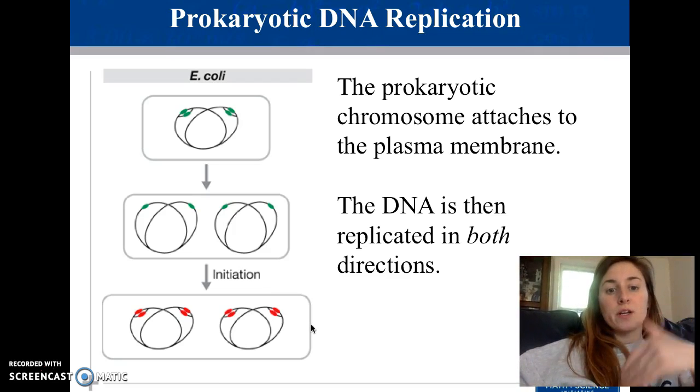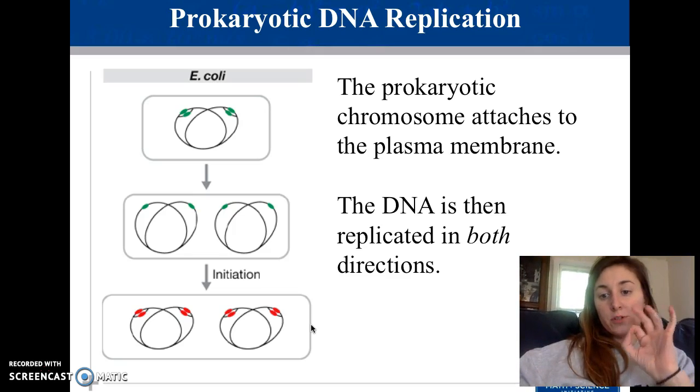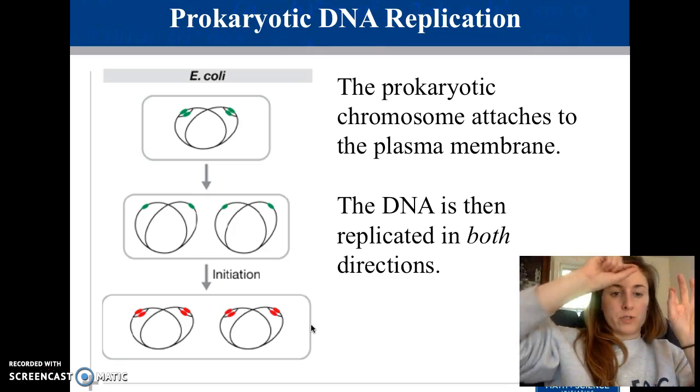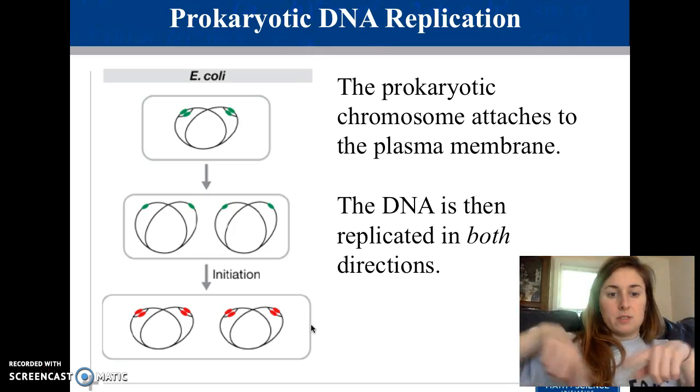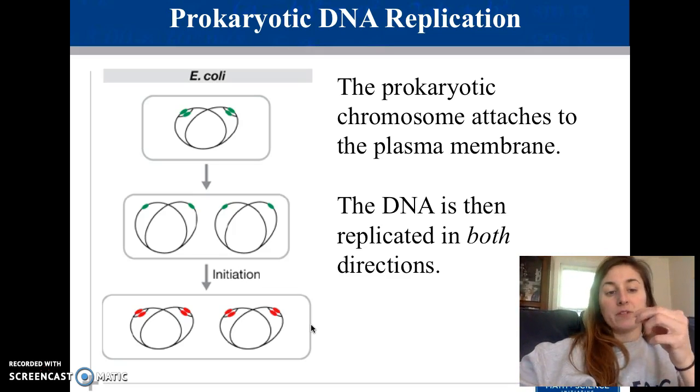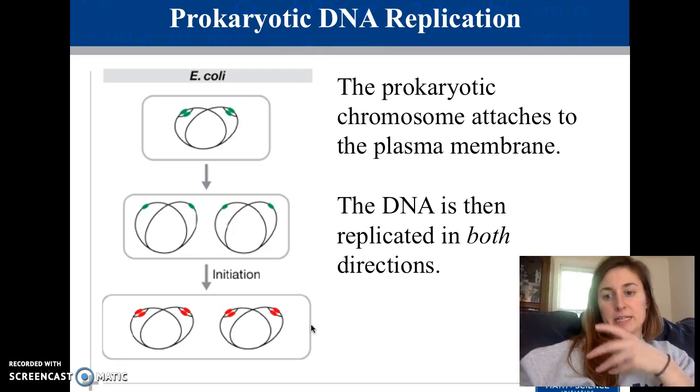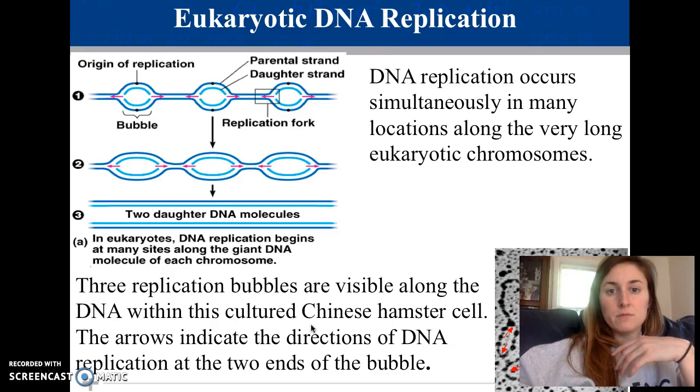When we talk about prokaryotic replication, this is very different than eukaryotic replication. What we know about prokaryotes is they have circular DNA, and so replication occurs in both directions. So it starts at one point and it moves in opposite directions, as you can see in the images. That's very different than eukaryotic DNA, which is in strand form.